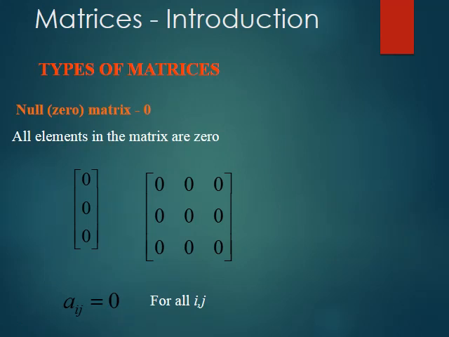Now the next type is null matrix, or we can say zero matrix. A matrix in which all the elements are 0 is called a zero matrix.